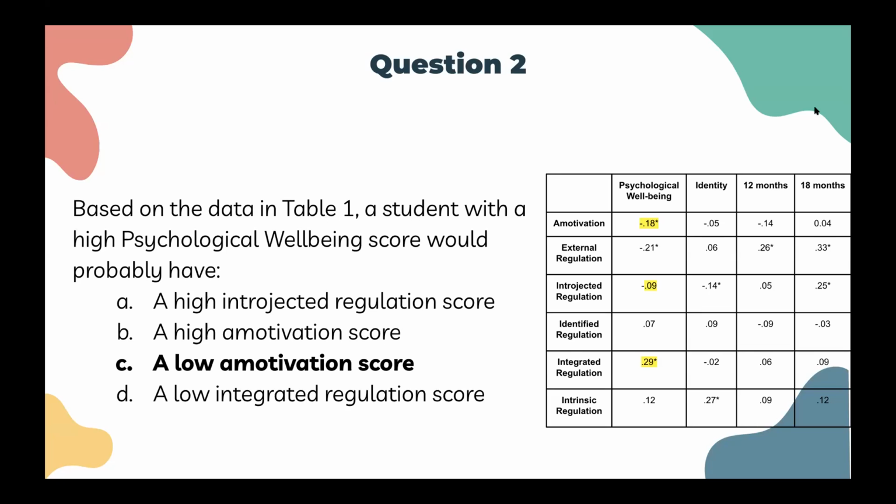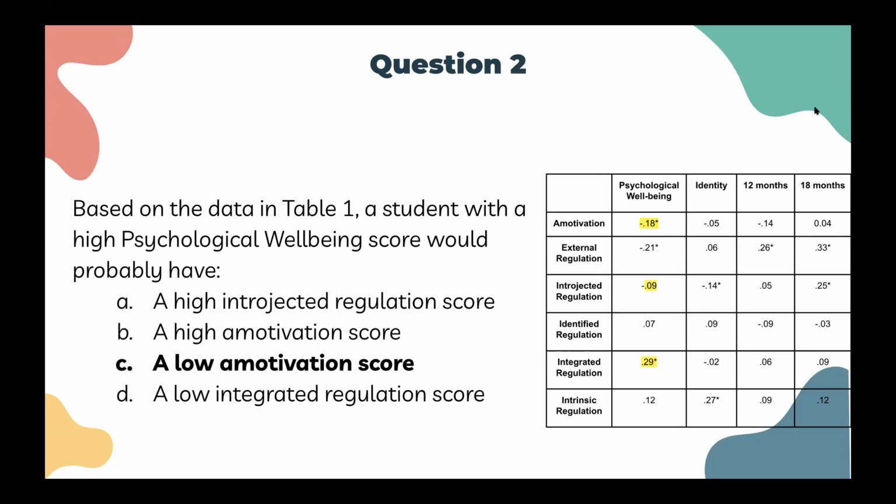Low on external regulation. Low. Do you mean low amotivation? Oh, yes, amotivation. Okay. Yeah, so for this question, you just have to identify your correlation. Choice A is incorrect because the correlation between a high psychological well-being and introjection regulation score is negative. So a high well-being score would lead to a low introjected regulation score.